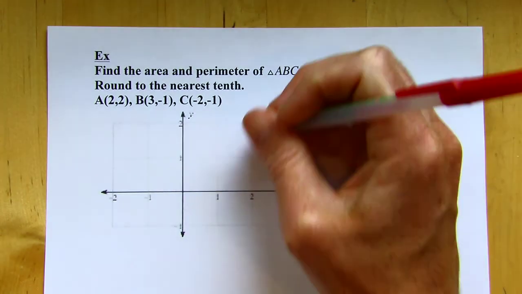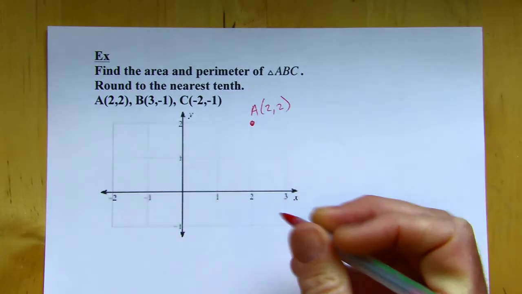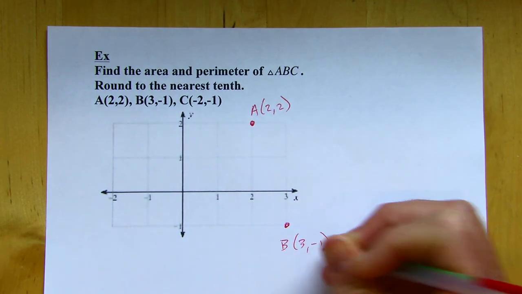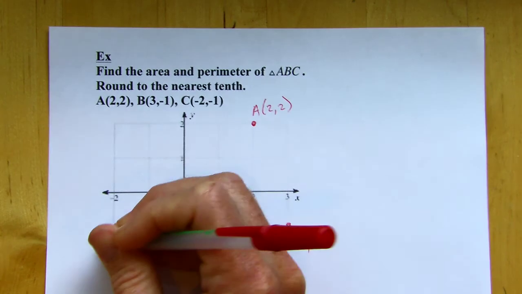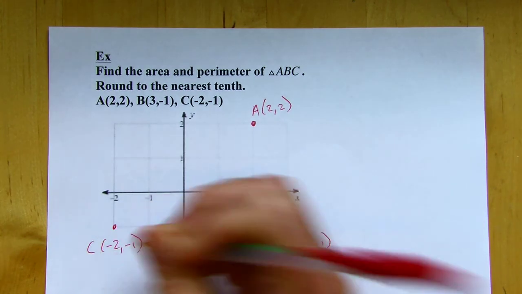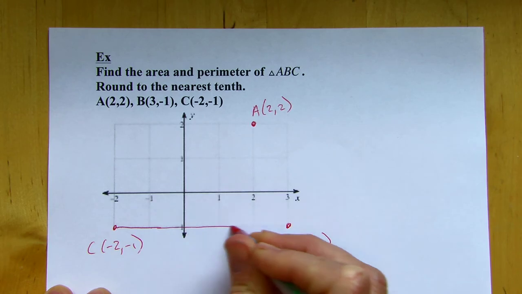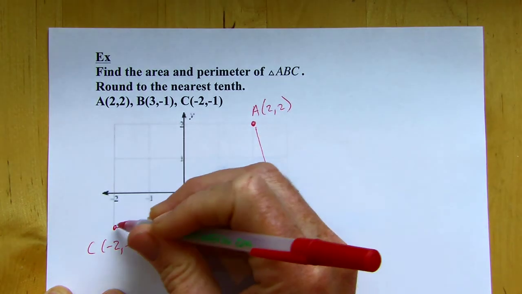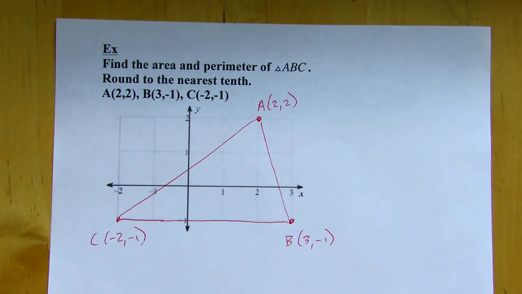(2, 2): 2 to the right, 2 up. Here's A. B is at (3, -1). And C is at (-2, -1). Okay, and I'm going to draw in, this is a triangle, so I'm just going to connect the dots. And I could use a ruler if I wanted to make this pretty, but I don't care right now. Just getting the basic triangle down.